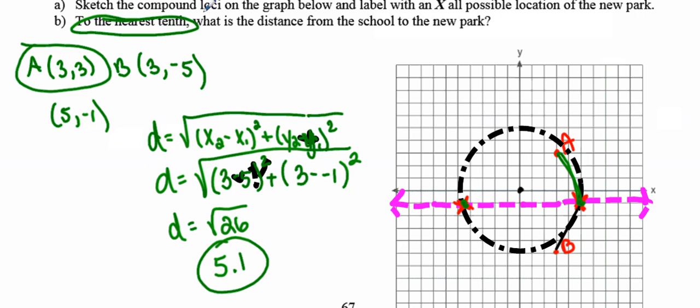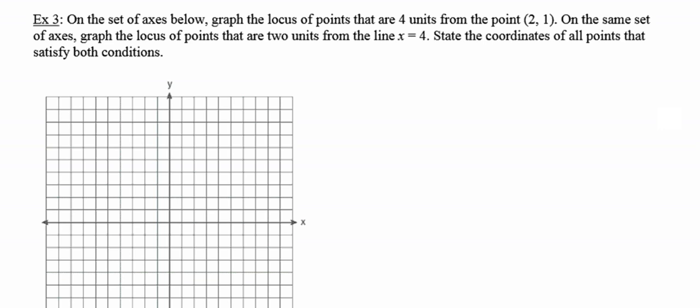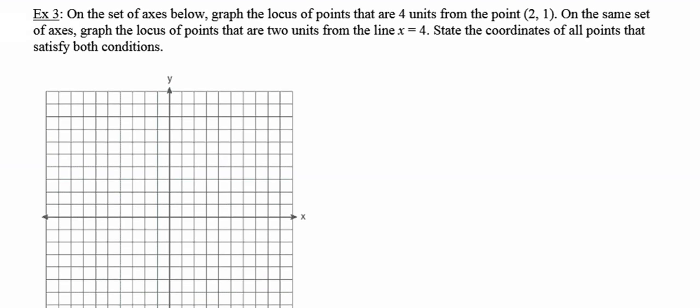All right, I'm going to jump up to the top of the next page and we'll take a look at the next example. This one says, on the set of axes below, graph the locus of points that are 4 units away from the point whose coordinates are 2, 1. Using the same set of axes, graph the locus of points that are 2 units away from the line whose equation is x equals 4. State the coordinates of all points that satisfy both conditions.